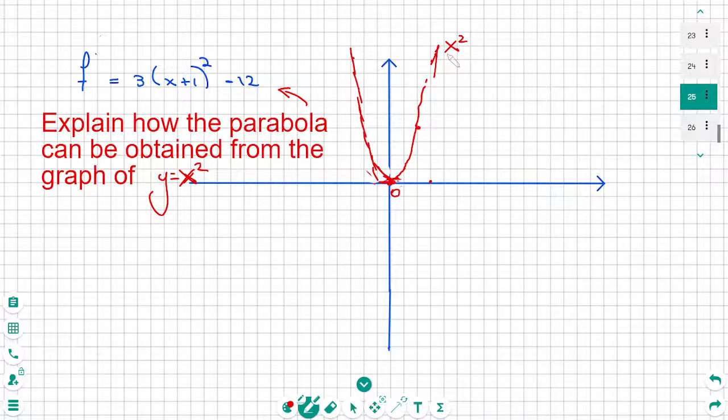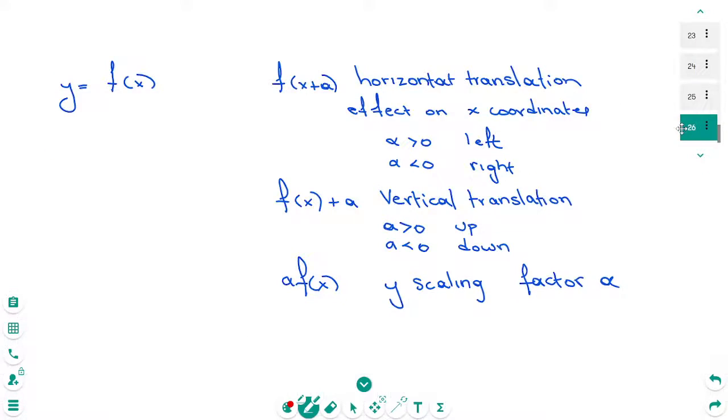And sketch the graph of f(x) = 3(x + 1)² − 12. So using the graph of x², I need to be able to sketch the graph of the parabola on the left. So we need to use the transformations that I summarize on this whiteboard.